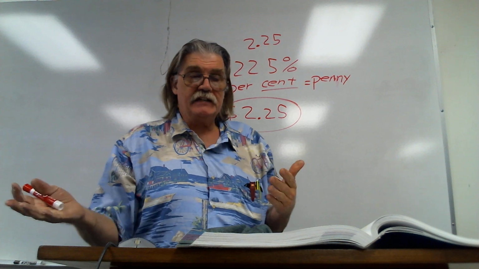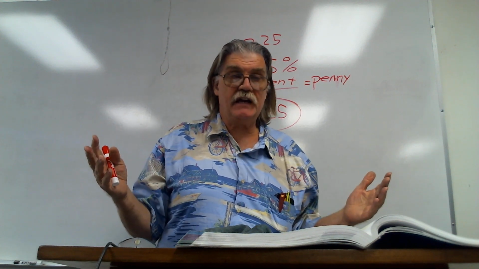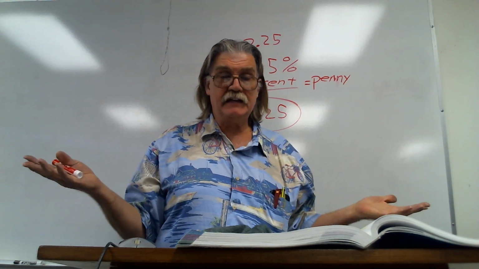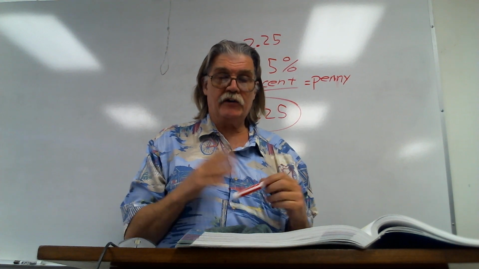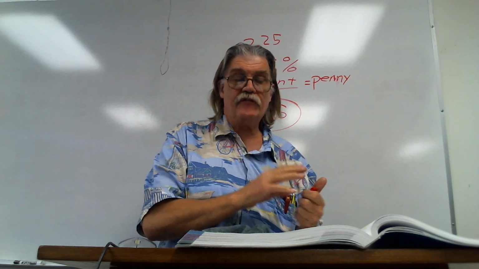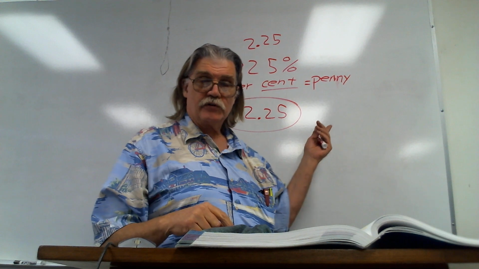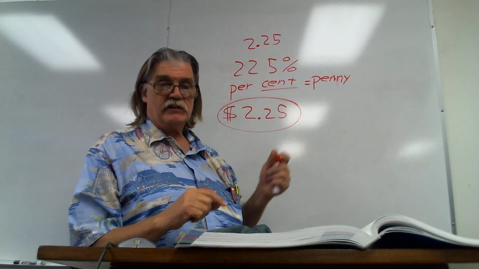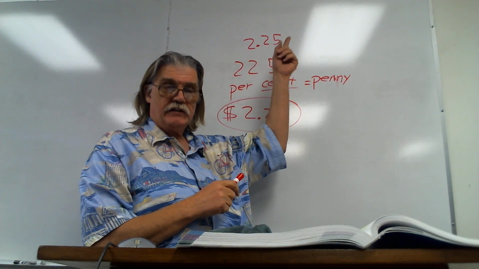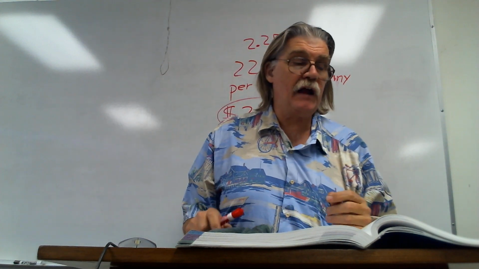15%, 15 cents. 115%, $1.15, right? Think of it that way. 125%, $1.25, right? 225%, $2.25, 2.25. So that's what you're going to multiply by. So we're now going to take that same 18 amps, we're going to multiply it by 2.25, and we get 40.50, right?